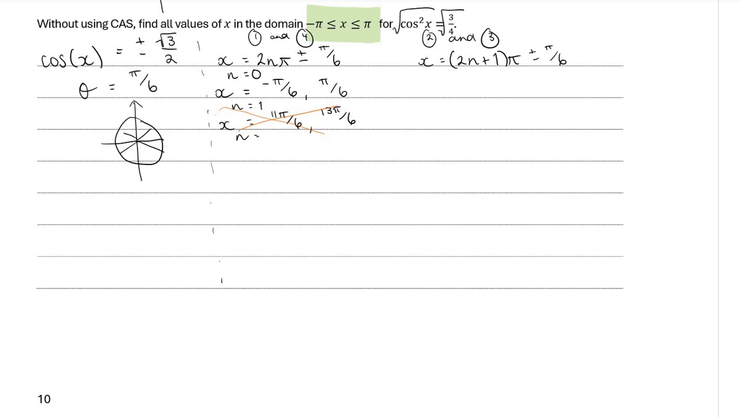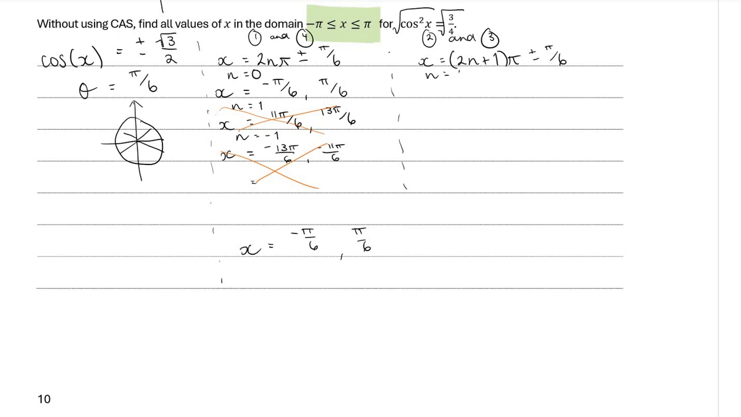I'm going to check the other side just to be certain, but if I sub in n equals negative 1, I have negative 2 pi, so negative 12 pi on 6, plus or minus, I would have negative 13 pi on 6 and negative 11 pi on 6. And that also breaches my domain. So at the moment, I know that I've got negative pi on 6 and I've got pi on 6 in my solution. I'm going to do the same thing on this side here.